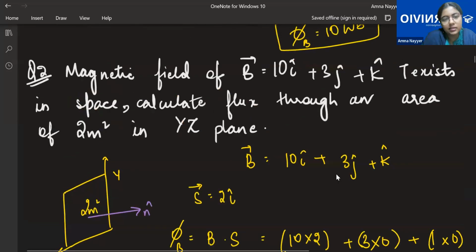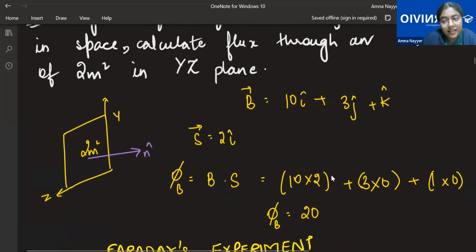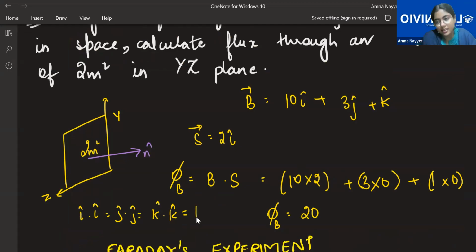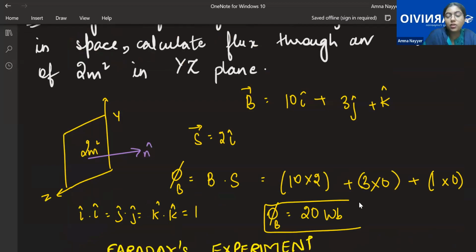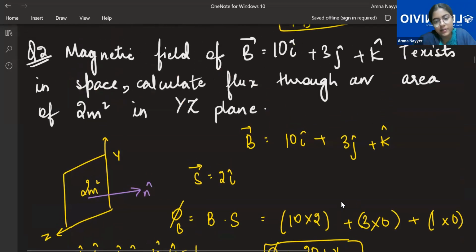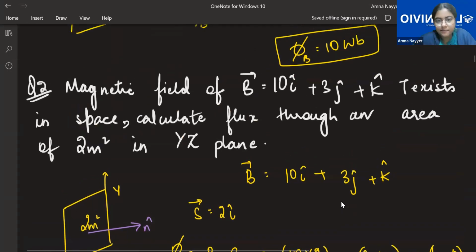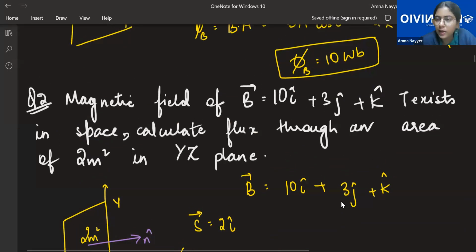Ma'am, won't I cap come? I cap dot I cap, J cap dot J cap, K cap dot K cap is equal to 1. Okay, so this will be simply Weber. If this was a cross product, then something would have come, but not in this. Okay, write down this question and then we'll do some other topic. Faraday's experiments we'll see.